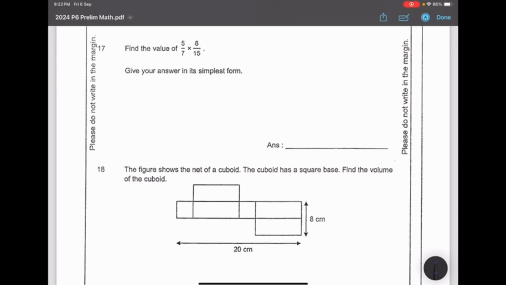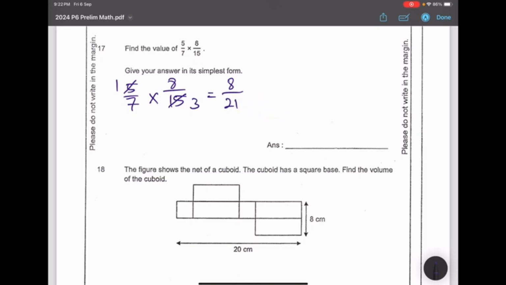Find the value of 5 over 7 times 8 over 15. Whenever we have the multiplication of fractions, we want to simplify as much as we can. If we divide by 5 on both ends here, we have 1 and 3. From there, numerator times numerator: 1 times 8 gives me 8. Denominator times denominator: 7 times 3 gives me 21.